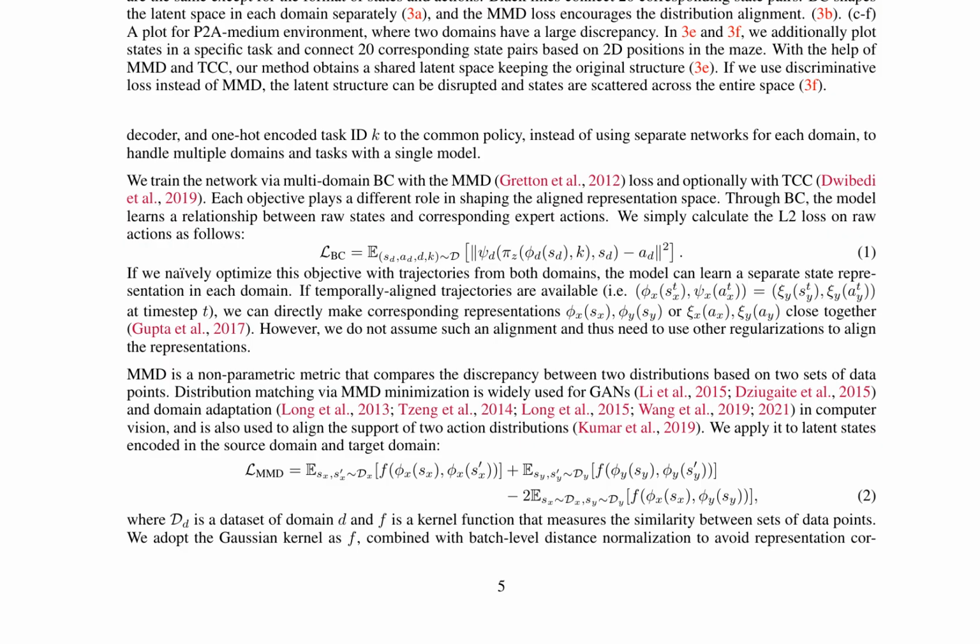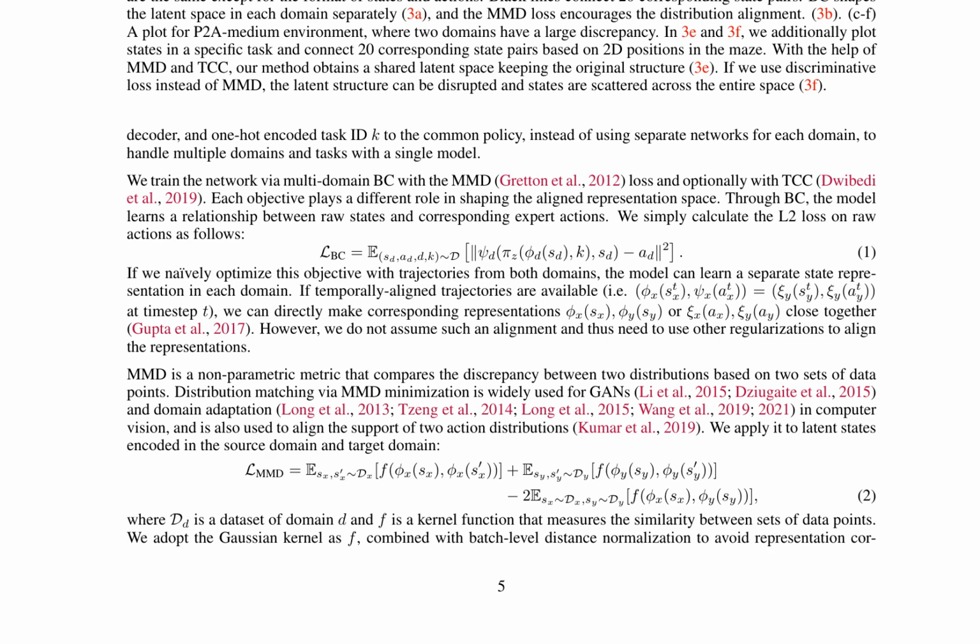The authors propose a single model that can handle multiple domains and tasks by using a common policy with a decoder and one hot encoded task ID. The model is trained via multi-domain BC with MMD loss and optionally with TCC. The BC objective learns a relationship between raw states and corresponding expert actions. MMD minimization is used to align the representations between the source and target domains.